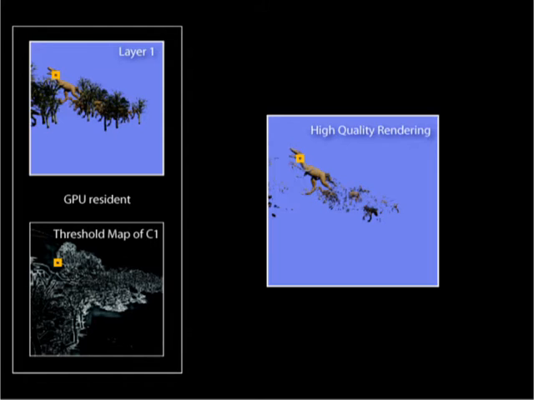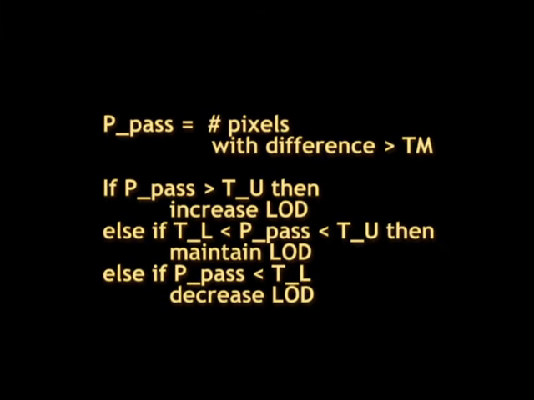We send the number of pixels with a difference higher than the threshold back to the CPU with occlusion queries. If the number of pixels with difference above the threshold is greater than the upper threshold TU, we increase the level of detail. If the number is less than TU and greater than TL, we maintain this level of detail. Else, if the number is less than TL, we decrease the level of detail.